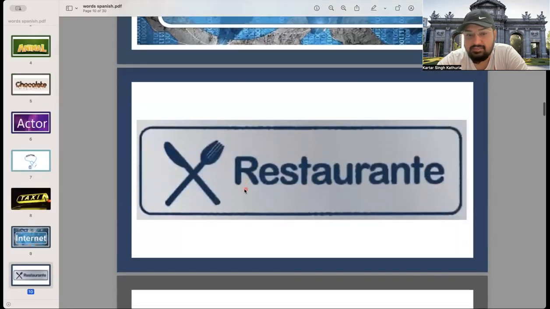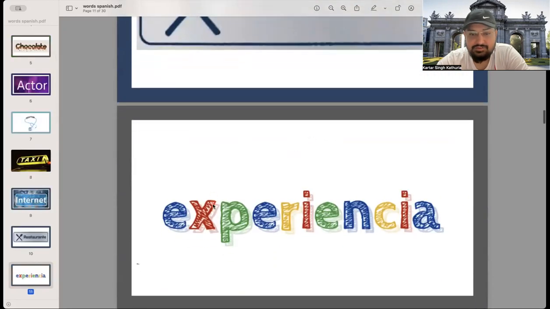Restaurant would be pronounced in Spanish as... You can see the spelling is more or less the same, they have just added an additional E, which we call in Spanish E. So let us break it down, slow it down, and once you are confident, you can say the word all together. Restaurante. Say it again. Restaurante. That's good. Next word, experience. How do we pronounce it?